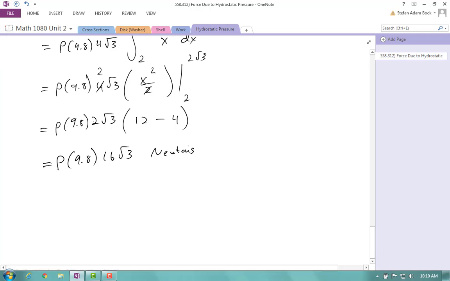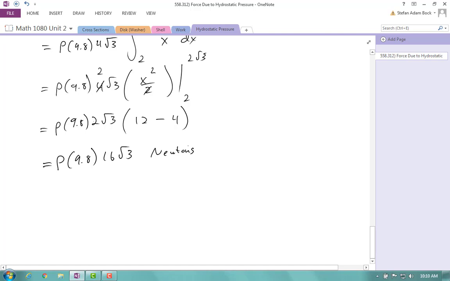So the process of these is all basically the same. I'm going to go down to a depth x. I'm going to slice off a piece of whatever it is I'm trying to find out about, find the area of that slice, and multiply that by the pressure that occurs at the depth that the slice occurs, and just toss that into an integral.